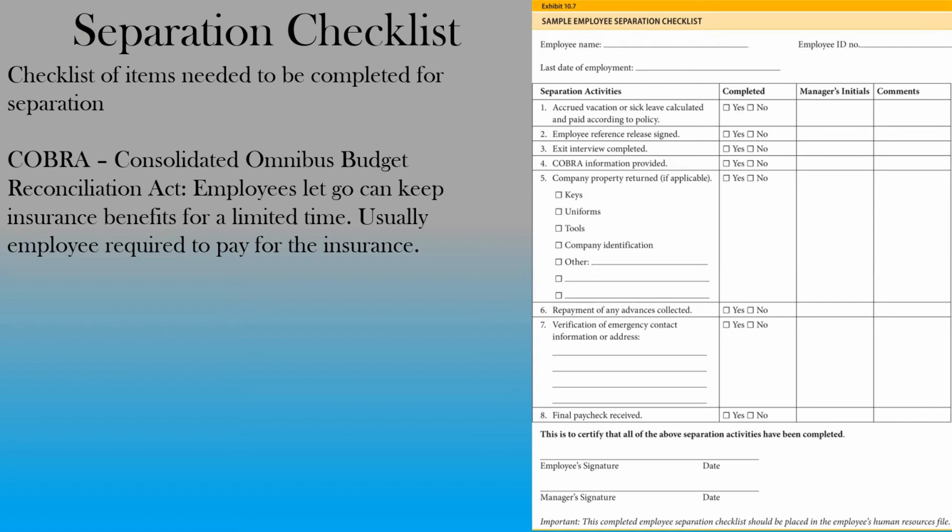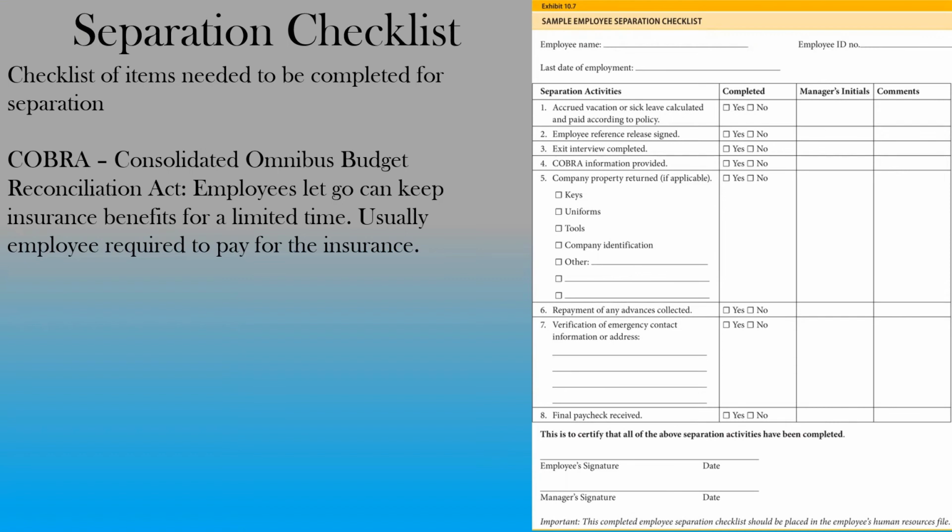Was COBRA information provided? Was the company property returned? Did they pay any advances? Are you verifying their emergency contact information if need be? And then they've received their final paycheck. And then at the bottom, the employee and the manager sign it, because then it says, okay, all this has been completed. So COBRA information, no, that's not talking about snake.